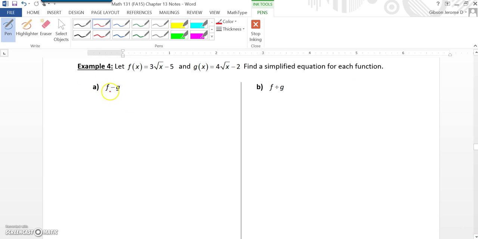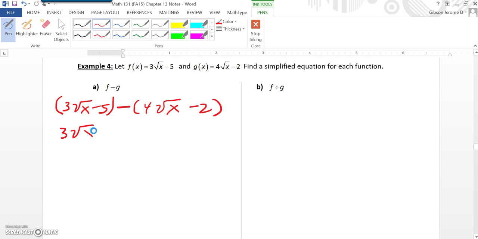Okay, so first we have f minus g. So we would take what f of x is equal to, which is 3 times the square root of x minus 5, and then we will subtract that from what g of x is equal to, which is 4 times the square root of x minus 2. Now we would keep everything in this parenthesis the same. We would just drop the parentheses. And then because there's a minus in front of this parenthesis, we change the sign of everything. So this would become a negative 4 square root of x, then plus 2.